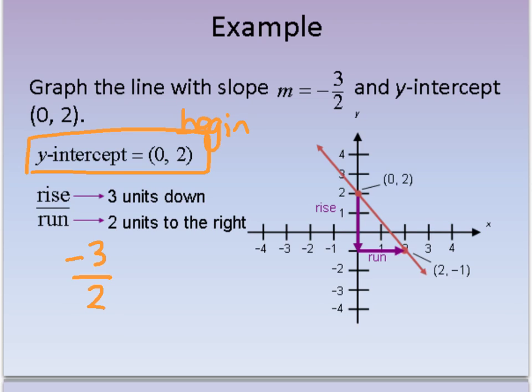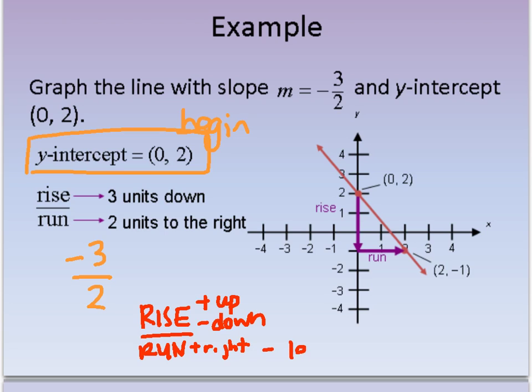So keep in mind, slope is rise over run again. If this is positive, I go up, negative down. If this is positive, I go right, and negative left. And so after I have plotted my y-intercept, from that point I use my slope. So I've gone down 3 units and to the right 2 units to put another point. And I can do it again and again as many times as I need to make the straightest line possible.